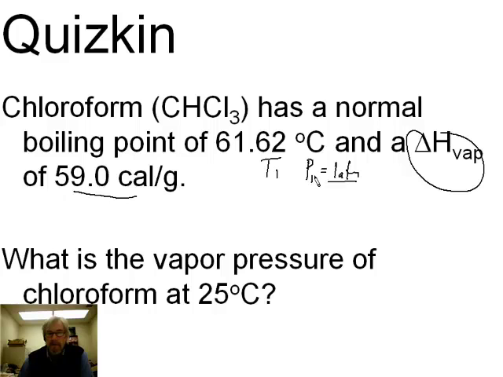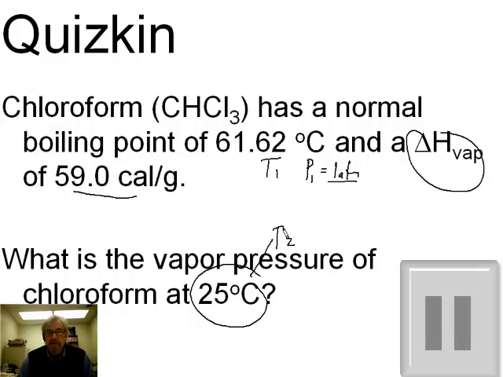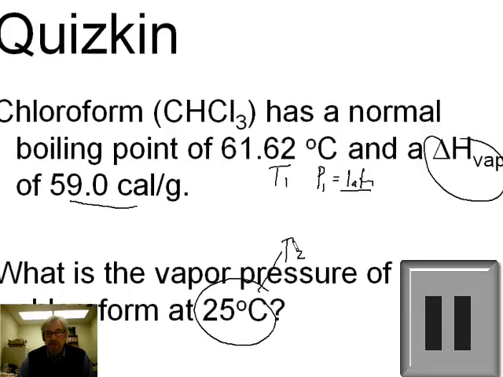The Clausius-Clapeyron equation should allow us to calculate a new vapor pressure if we know a second temperature, which we do, because 25 degrees C forms T2. So at this point, I think you should know that the Clausius-Clapeyron equation could solve this problem. It might be difficult, but with a little algebra skills, you should be able to do it. So stop the video here, and I'll bring you back an answer and a solution in a little bit.